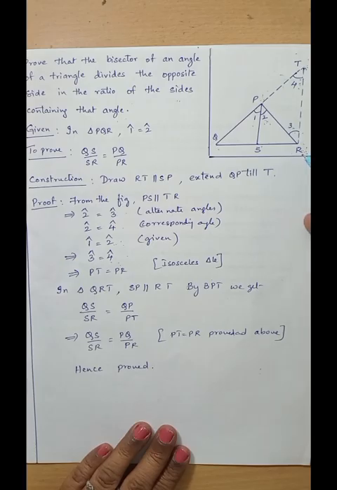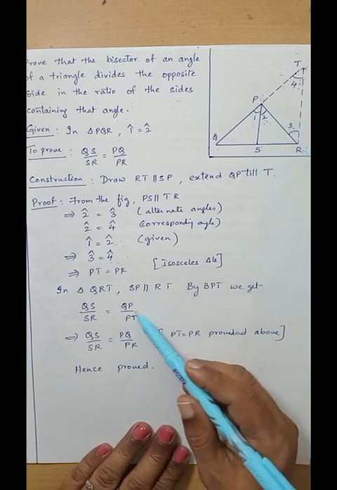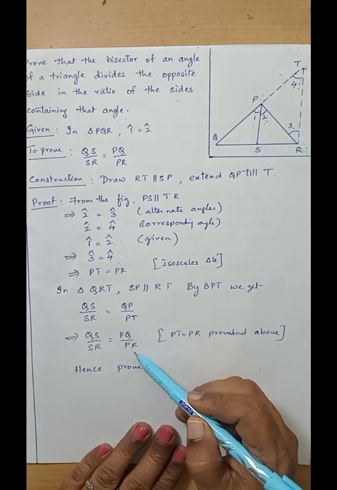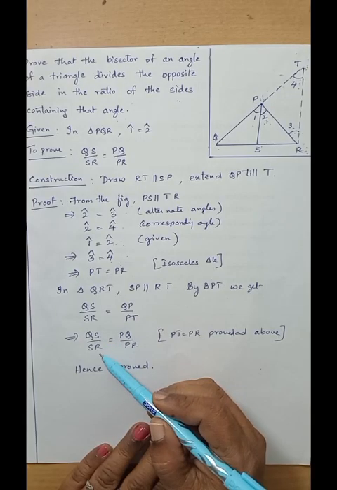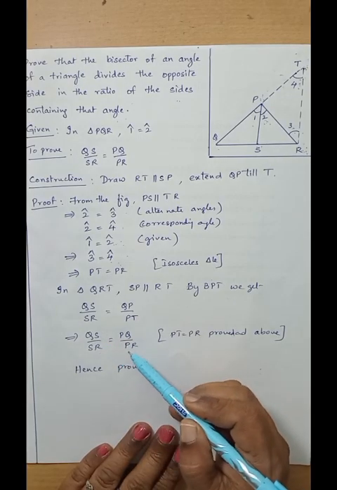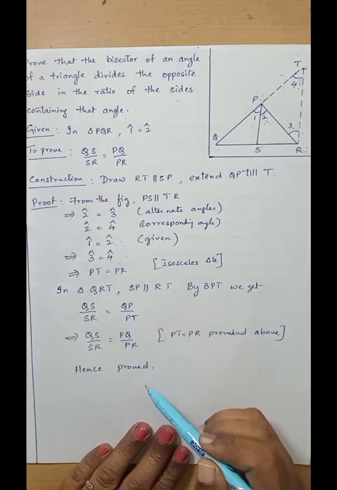Basic proportionality theorem states that if a line is drawn parallel to one side of the triangle to intersect the other two sides in two distinct points, then the other two sides are divided in the same ratio. QS by SR is equal to QP by PT. And we know that PT is equal to PR, we have proved. Hence, QS by SR is equal to PQ by PR, hence proved.